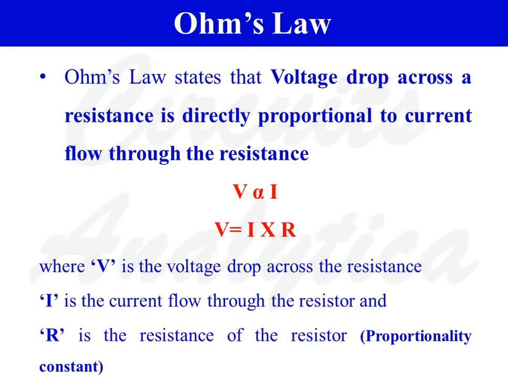Now let us discuss some basic theorems used for the analysis of various networks. Ohm's law states that voltage drop across a resistance is directly proportional to current flow through the resistance. V is proportional to I. Or we can write V is equal to I into R, where V is the voltage drop across the resistance, I is the current flow through the resistor, and R is the resistance value of the resistor.